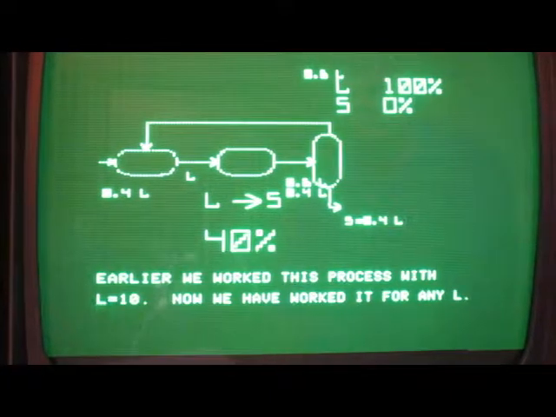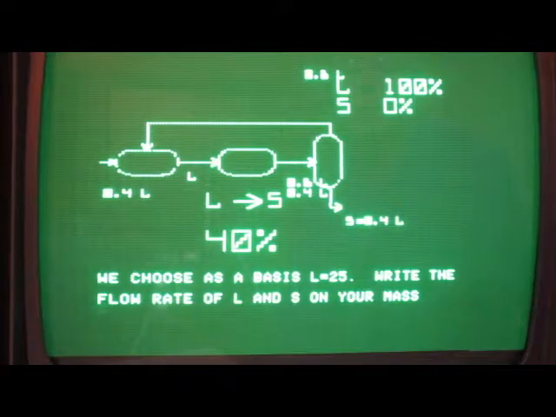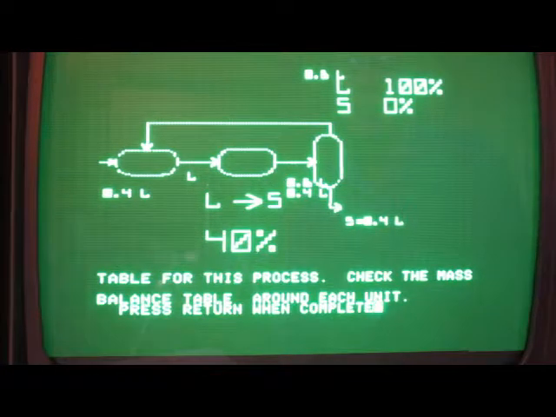Earlier we worked the process with L equal to 10. Now we've worked it for any L. We choose as a basis L equal 25. Write the flow rate of L and S on your mass balance table for this process. Check the mass balance table around each unit and press return when complete.